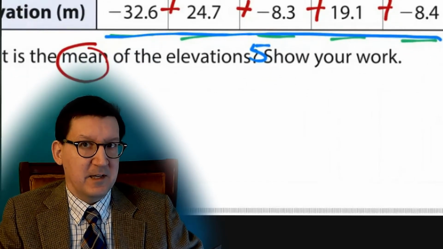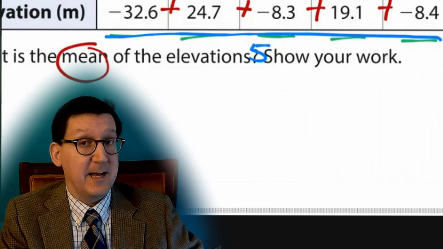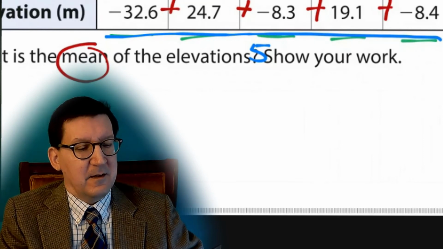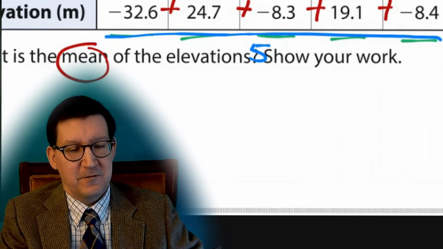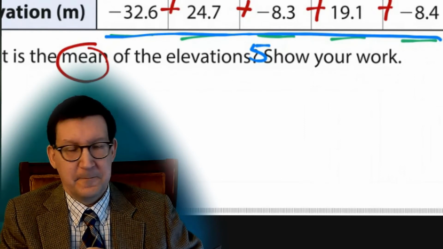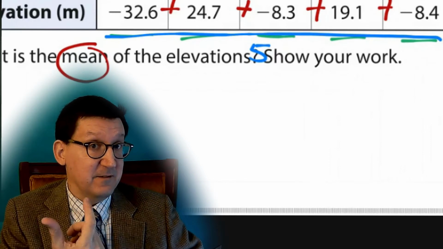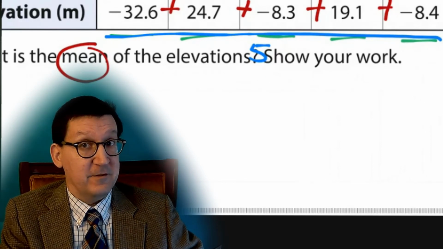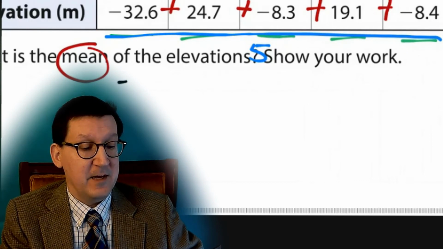I'm going to do the same thing I did in the first problem, and I'm going to add the negatives together, then add the positives together, and combine those two. Now you could work from left to right and just say, negative 32.6 plus 24.7, then take 8.3 off of that. But as for me, I think combining the negatives and then combining the positives is a little bit easier. Your way could be different. That's okay. Lots of different ways to get to the same destination in math.